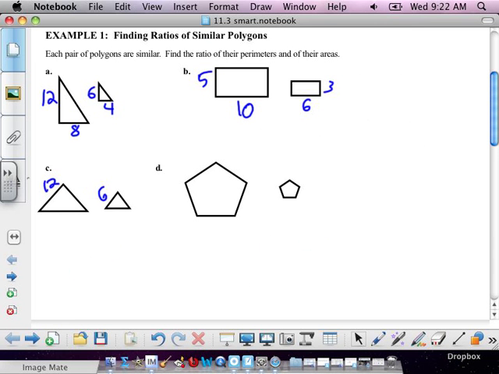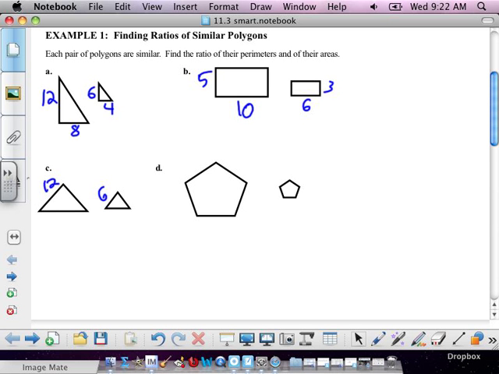Okay, so let's go through these first four. And actually, I think we're going to skip D because D would be really long. So I don't think I'm going to do D today. Okay, so first of all, we've got to find the ratio. The ratio of the perimeter and the ratio of its side lengths are the same.